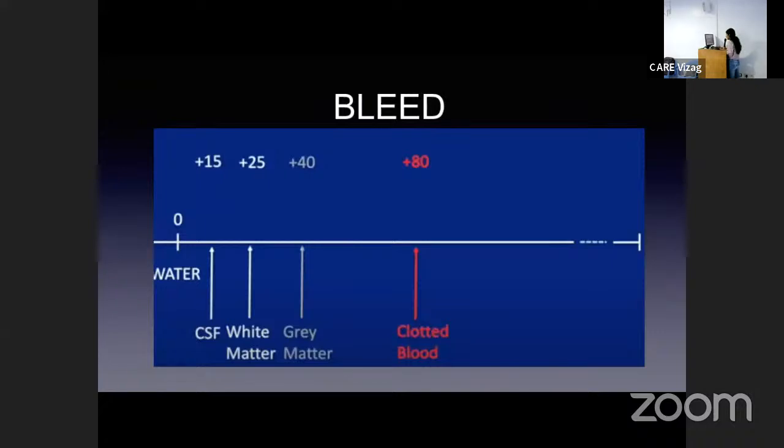Now moving on, any kind of bleed which is seen on CT scan would have +80 Hounsfield units on a scale like this, whereas white matter would correspond to +25 Hounsfield units and gray matter would correspond to +40 Hounsfield units, whereas the CSF would have a density of +15, which is closer to water.